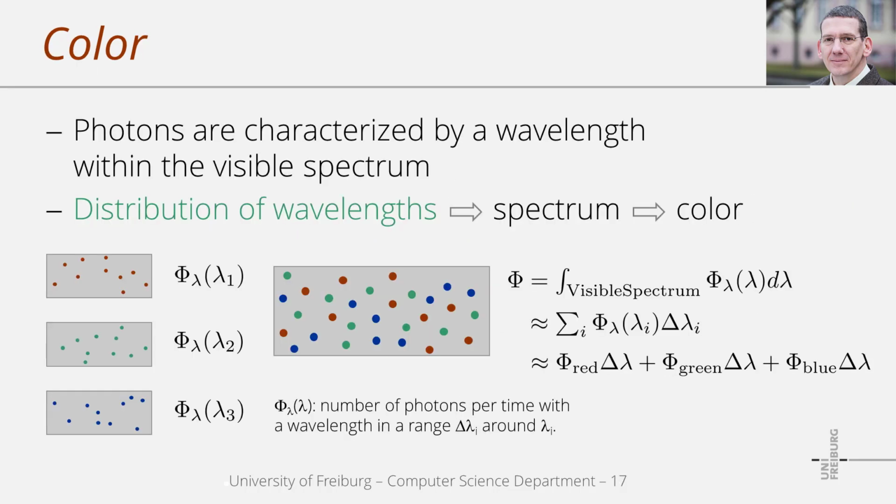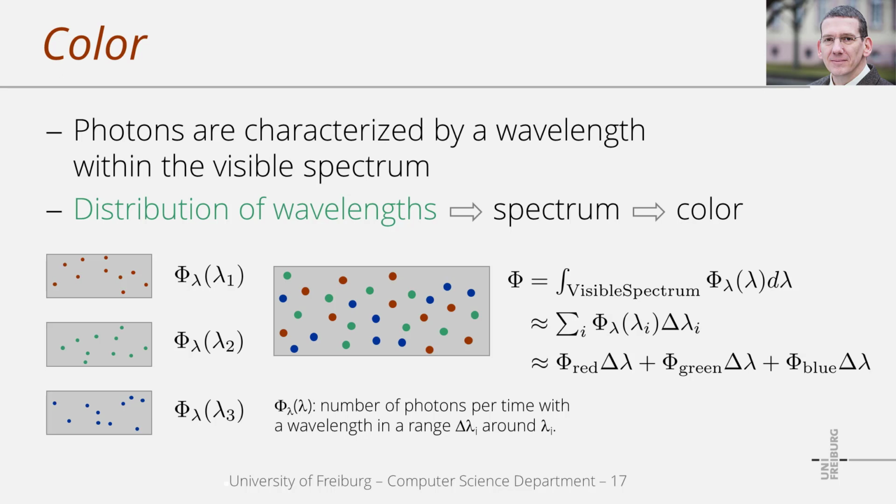Photons are small energy parcels that are characterized by a wavelength within the visible spectrum. This basically means that each photon has a color. So here in this simplified illustration, we assume that photons can have 3 different colors. They can either be red, corresponding to a wavelength of lambda 1, they can be green, corresponding to lambda 2, or they can be blue with a wavelength of lambda 3.